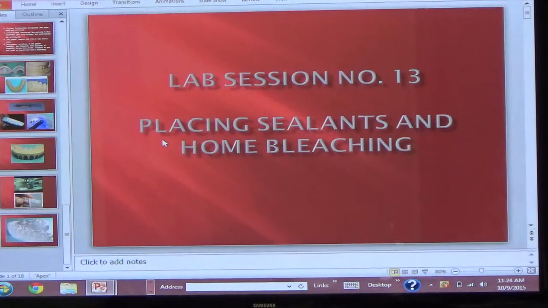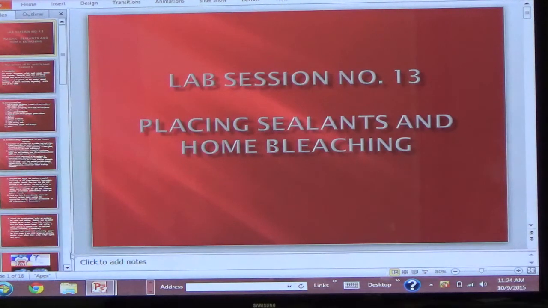Okay, for the lab this afternoon, we'll be doing sealants and polishing, and we'll split up, and we'll start to make some bleaching trays. So we'll do that.